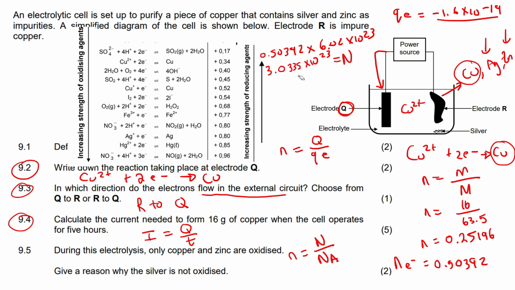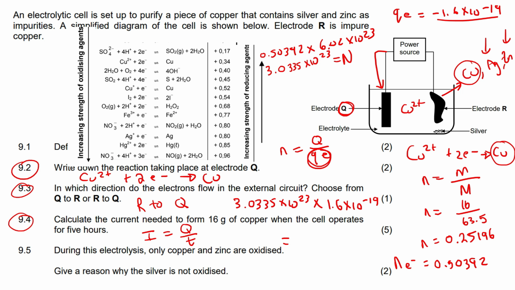So that's going to be 3.0335 times 10 to the 23. I'm then going to multiply by this number. But I'm not going to put a negative because I'm just trying to work out the total charge. I'm not interested in if the charge is negative or positive. That doesn't affect the current. So I'm just going to leave it as a positive. If you do put it as a negative, they don't really mark you down on that. I've seen that on the memos.